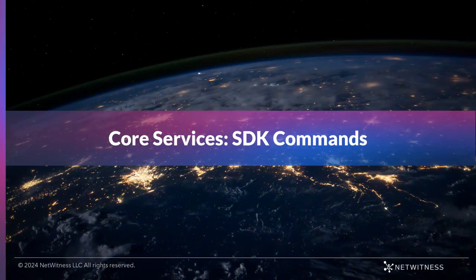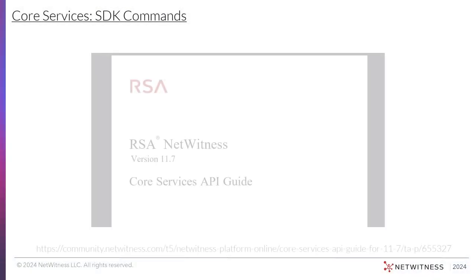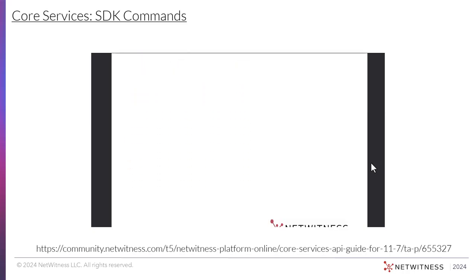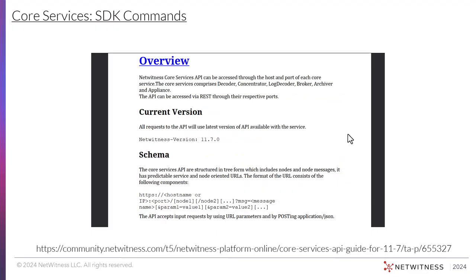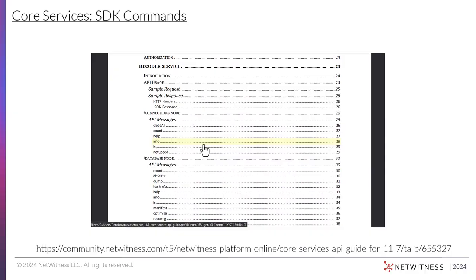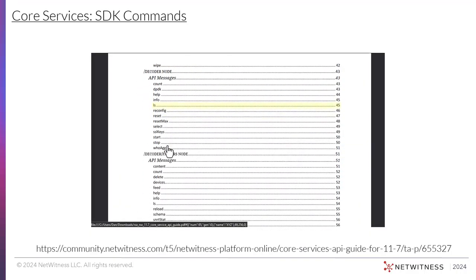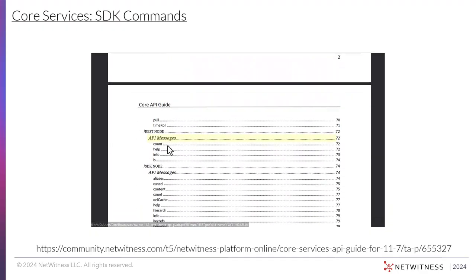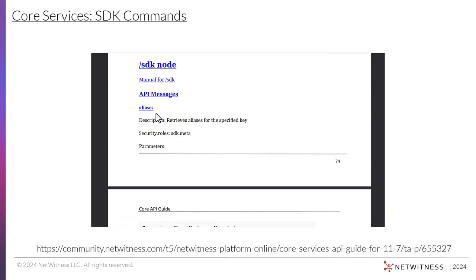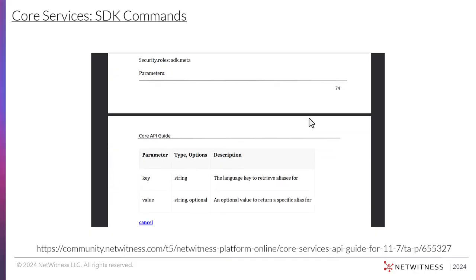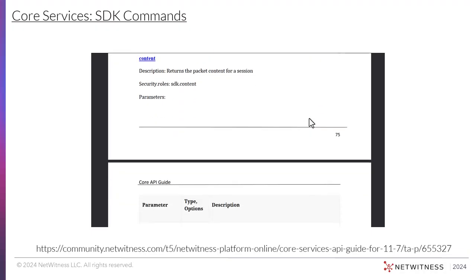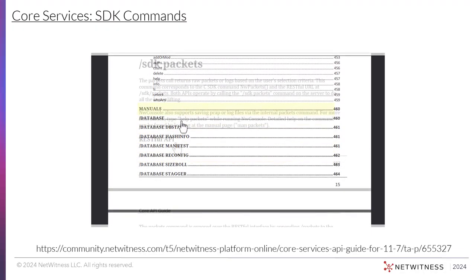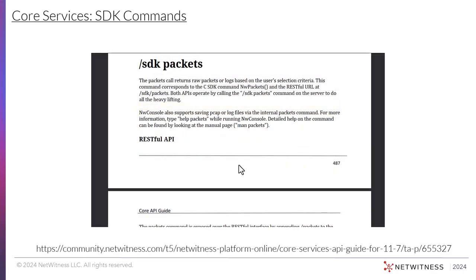Now, we are getting into the core of a Core Services API call. I'd suggest reading the documentation when you get a chance, and there are a couple places you should look first. The overview section is worth reviewing, and it's short enough to get through quickly. For usage of the individual calls, look under the SDK node section. There are separate SDK node sections for broker, decoder, concentrator, and other services, but they should all be mostly the same for the main calls that we're talking about. If you still need more information, the manual section also has details and context worth looking at.